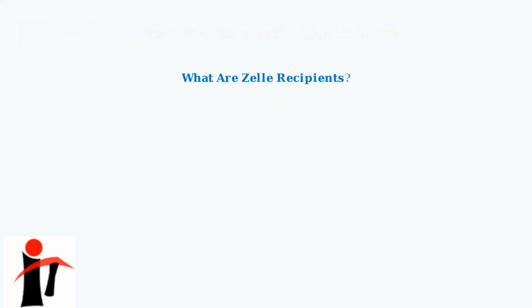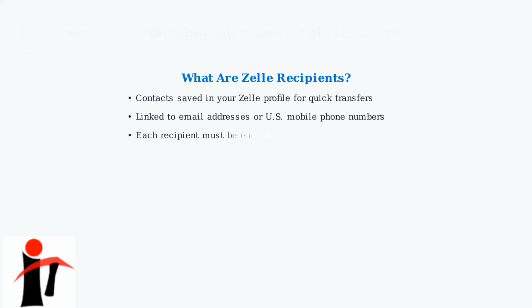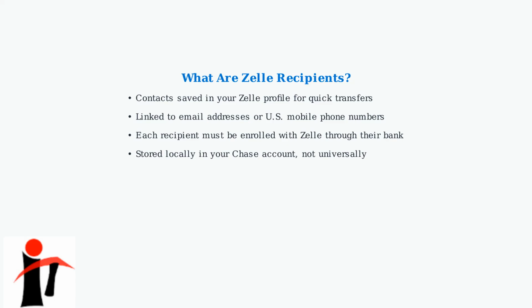Chase Bank integrates Zelle as its primary peer-to-peer payment service, allowing you to send money quickly and securely through the Chase mobile app and online banking platform. Zelle recipients are essentially contacts saved in your Zelle profile that enable quick money transfers. These recipients are linked to either email addresses or U.S. mobile phone numbers, and each person must be enrolled with Zelle through their own bank or the Zelle app.